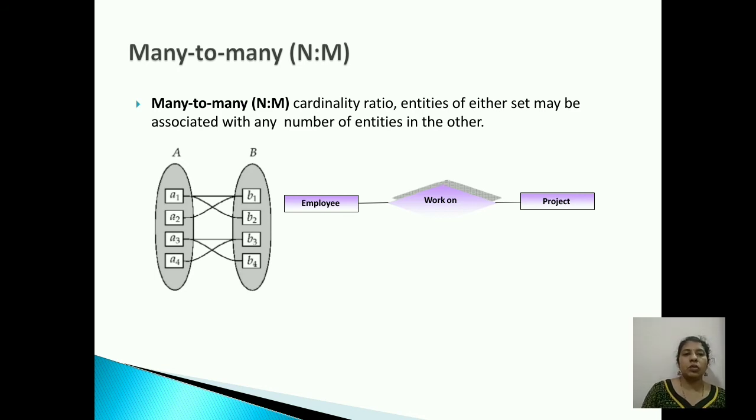So that's why many to many. An employee can work on many projects. A project can be developed by many employees. So if you take both sides, it is many. Okay, so n number of employees or m number of projects. So that's why it is many-to-many cardinality.